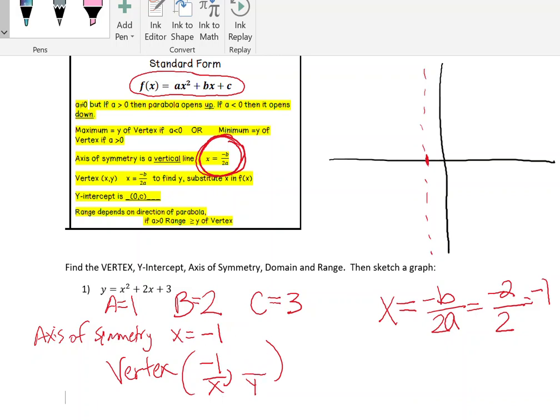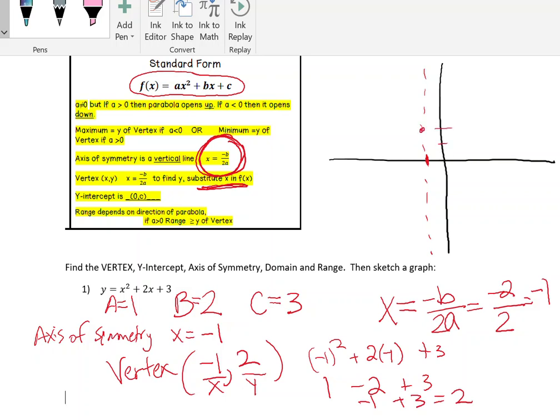And we do that by substituting our x value into our equation. So we have x squared plus 2x plus 3. Let's substitute negative 1. Negative 1 squared is 1. Plus 2 times negative 1 is negative 2. Plus 3. So 1 plus negative 2 is negative 1. And negative 1 plus 3 is 2. So we just found that the vertex is negative 1, 2.